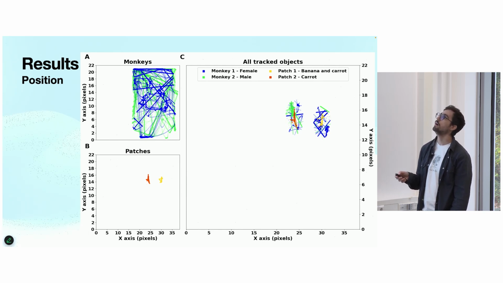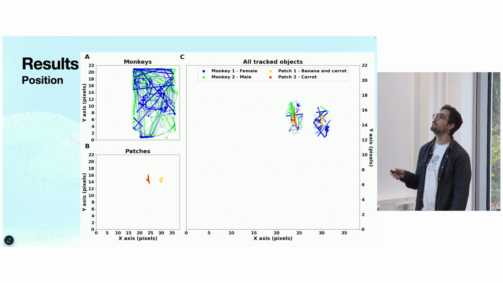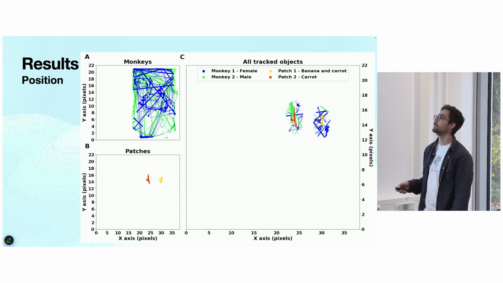Here in panel A, sorry, we have blue, the monkey 1, a female, and in green, we have monkey 2, a male. Okay, we can see the whole trajectory of the animals. Here, in panel B, we have the trajectory of each pet food. So orange, we have carrot, and yellow, we have banana and carrot.